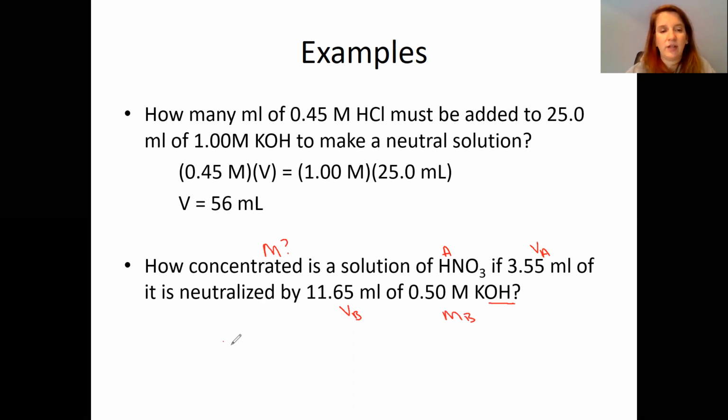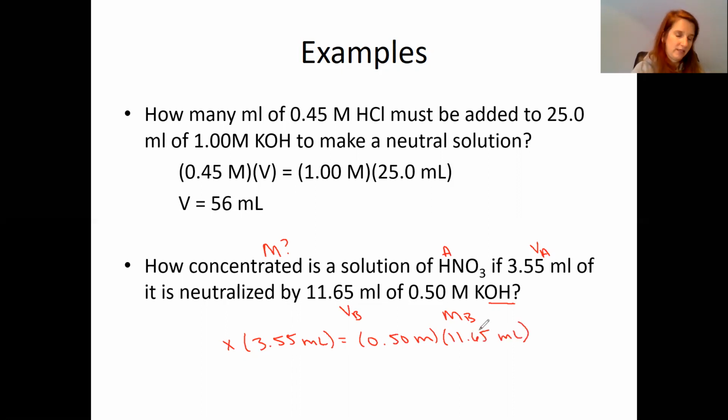So Ma, we're looking for Ma, times the volume, 3.55 milliliters, equals the molarity of our base, 0.50 molar, and the volume of our base, 11.65 milliliters. So I take 0.5 times 11.65 divided by 3.55 to solve for X. X is your molarity of your acid, remember, and that's going to be 1.6 molar HNO3.